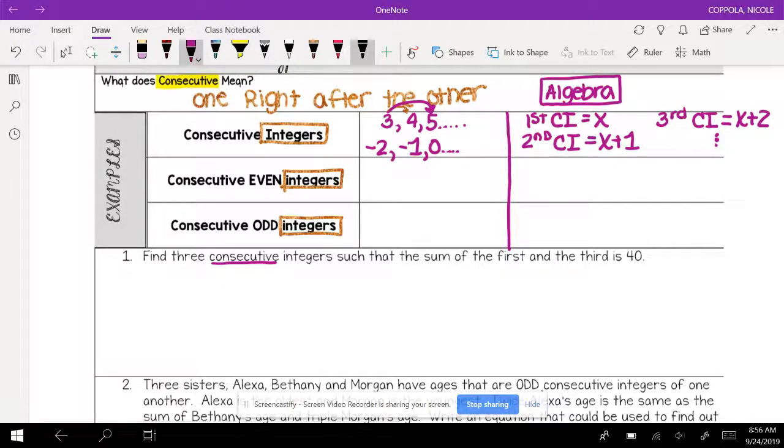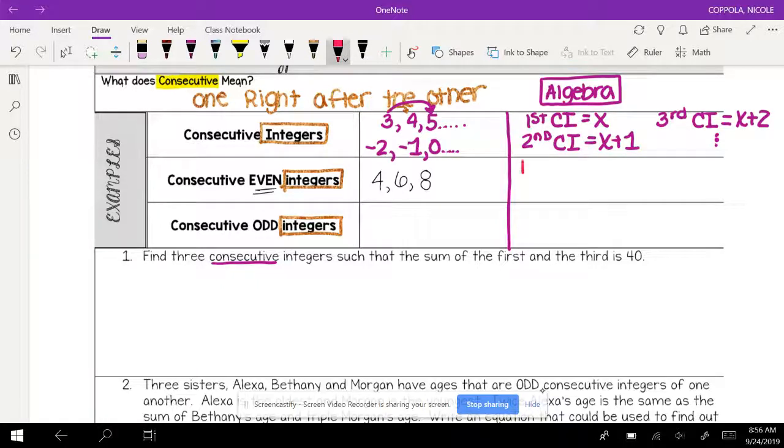All right, so consecutive evens. Well, obviously you have to start with an even. So say I pick 4, okay? What's the next even number that comes? 6, okay? After 6 would be 8, okay? So these are consecutive even integers, okay?